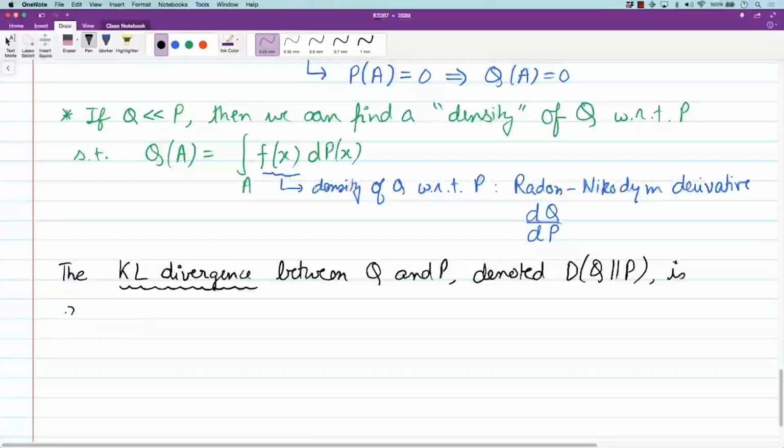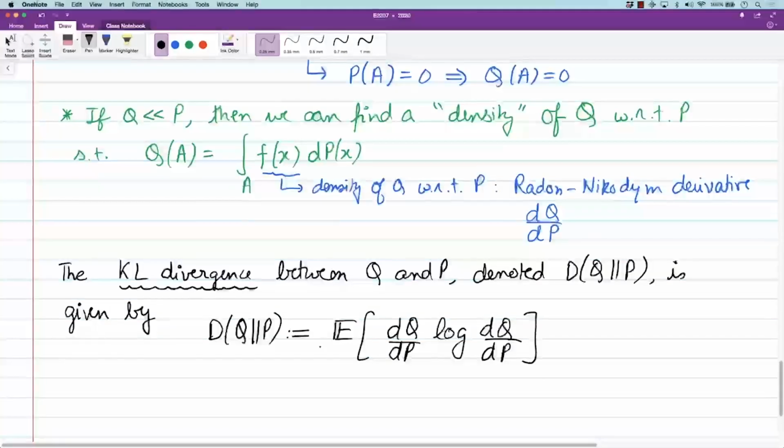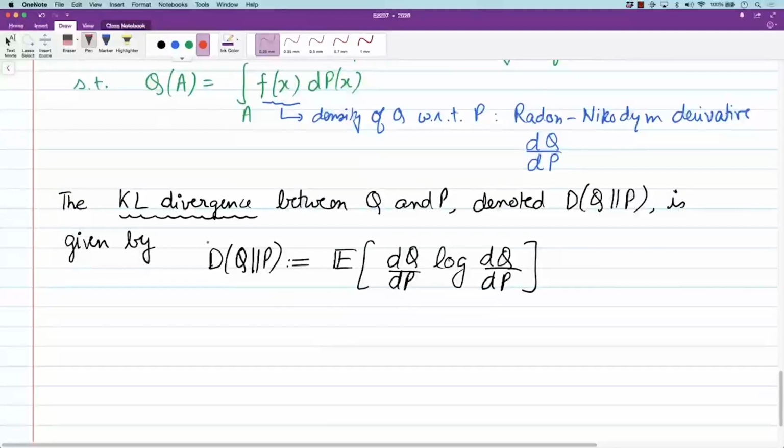D(Q||P) is given by the expected value of dQ by dP, this density random variable, times log of dQ by dP. That's the definition. Okay, that's the definition of Kullback-Leibler divergence.